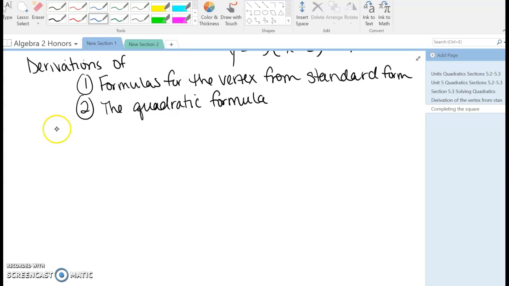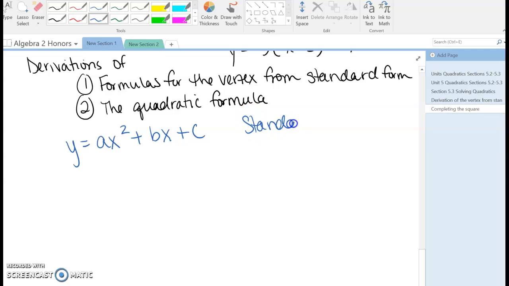So let's start with the quadratic in standard form. We've got the general formula, y equals ax squared plus bx plus c. This should look familiar to you. This is a quadratic in standard form. Our goal is to put this in vertex form so that we can then identify the vertex. That's going to give us our values for the x coordinate, which is h, and our y coordinate, which is k.